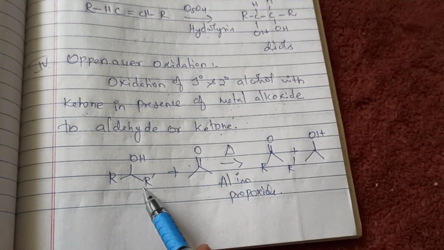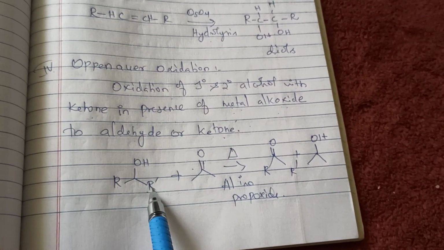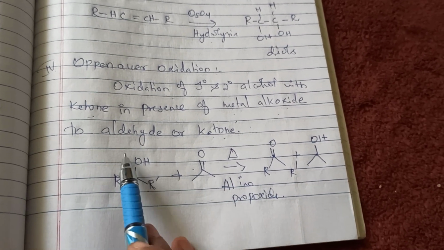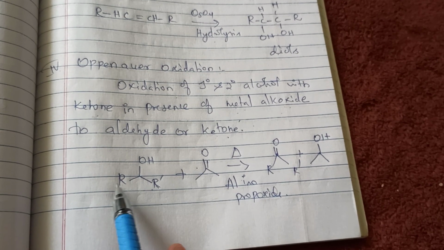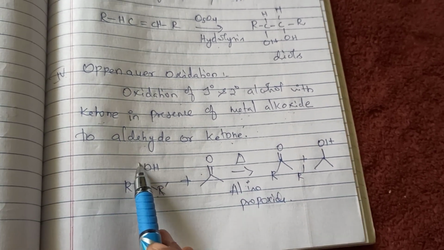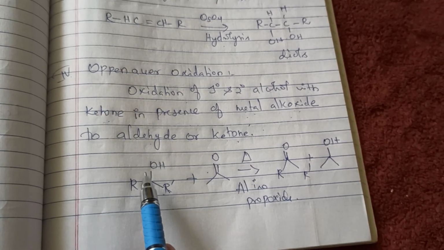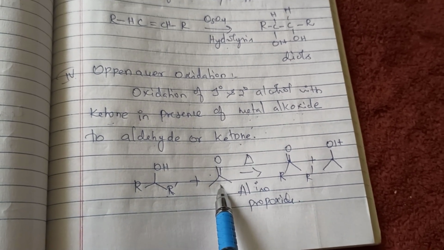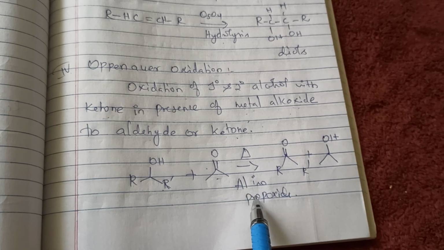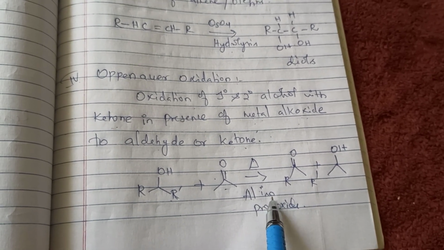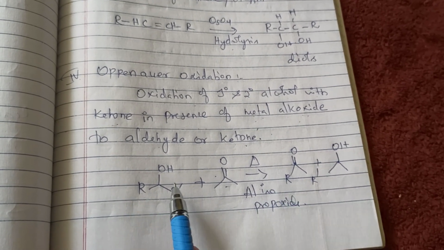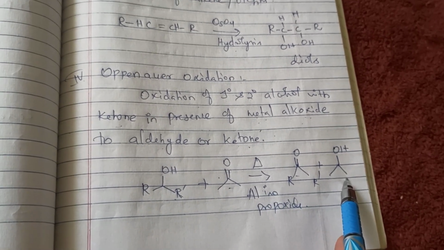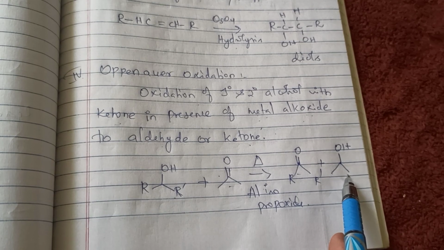So this is the example for the reaction, the general reaction of Oppenauer oxidation. This is a secondary alcohol: either side is R and R dash and one OH is in between. It reacts with the ketone in presence of heat and aluminium isopropoxide, and the secondary alcohol is converted into a ketone along with an alcohol.